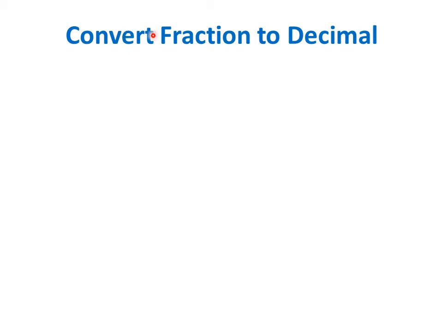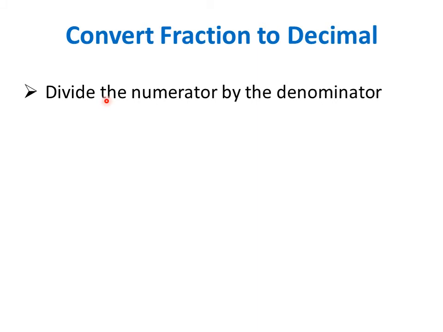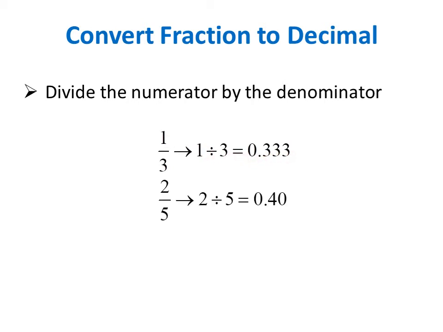Next, how do we convert a fraction to a decimal? We simply divide the numerator by the denominator. For example, we have the fraction 1/3. How do we make it a decimal? We simply divide 1 by 3. So 1 divided by 3 is 0.333.